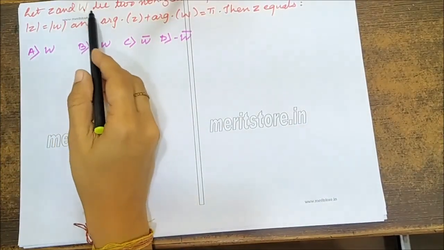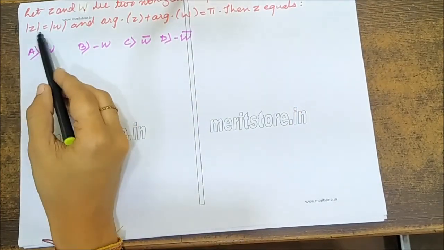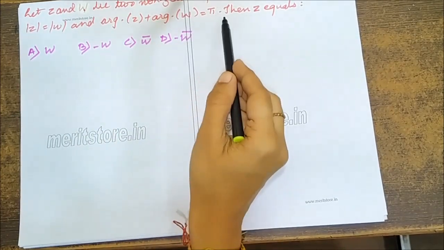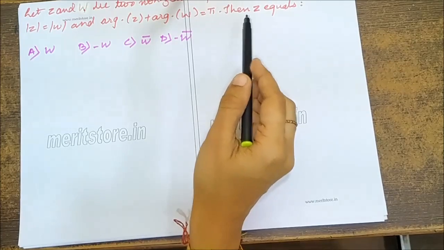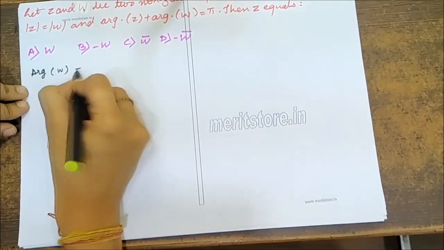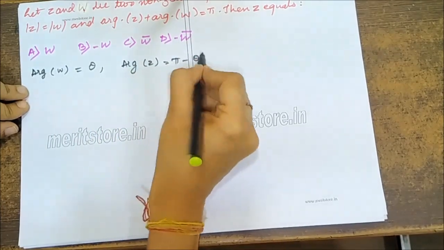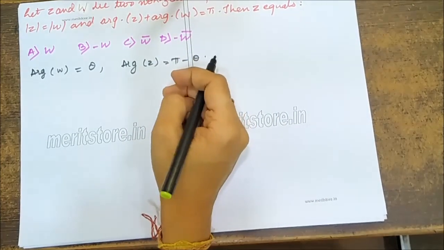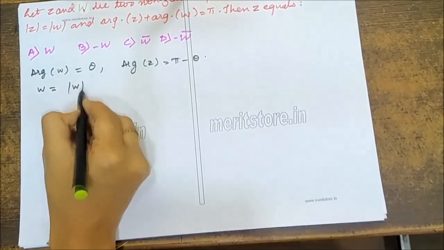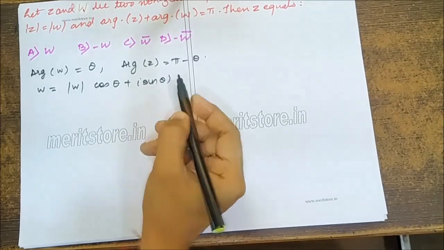Let z and w be two non-zero complex numbers such that modulus of z is equal to modulus of w and argument of z plus argument of w is equal to pi. Then z is equal to, so argument of w is equal to theta and argument of z is equal to pi minus theta, as these are both conjugates equal to pi. So w is equal to cos theta plus i sin theta.